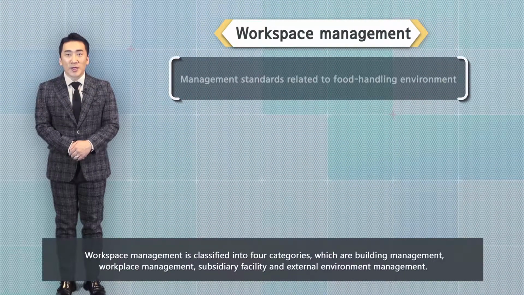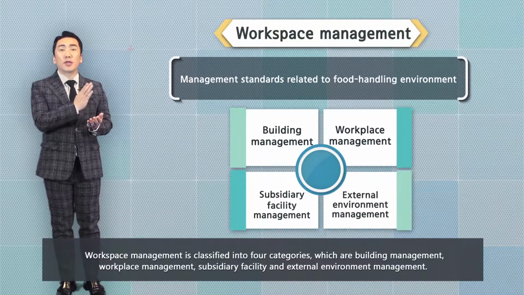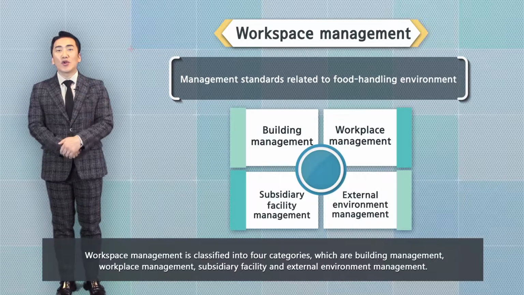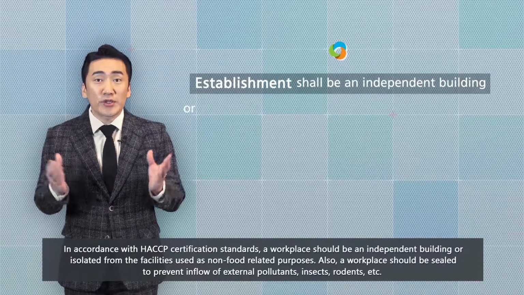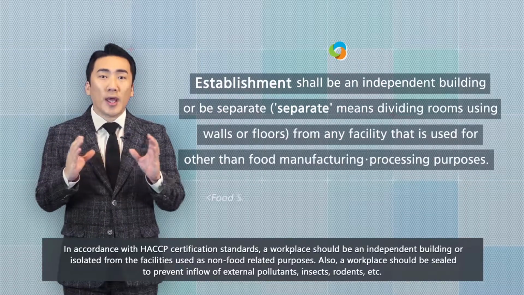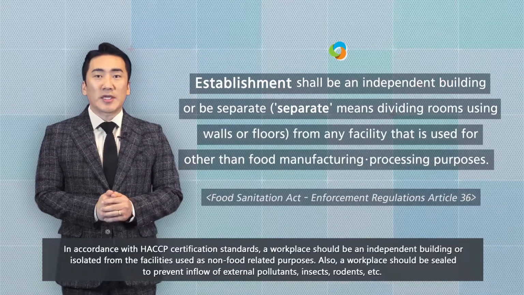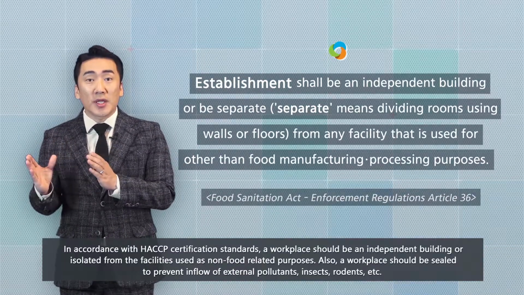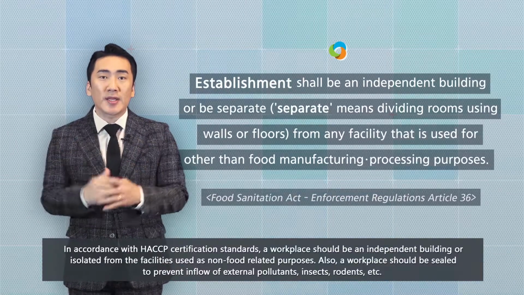Workplace management is classified into 4 categories, which are building management, workplace management, subsidiary facility, and external environment management. In accordance with HACCP certification standards, a workplace should be an independent building or isolated from the facilities used for non-food related purposes. Also, a workplace should be sealed to prevent inflow of external pollutants, insects, rodents, etc.